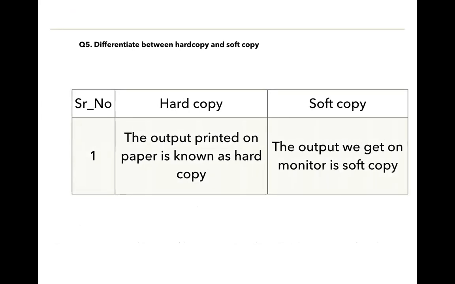Last question, differentiate between hard copy and soft copy. Let us see what is hard copy and what is soft copy. The output printed on paper is known as hard copy, and the output that we get on a monitor is a soft copy.